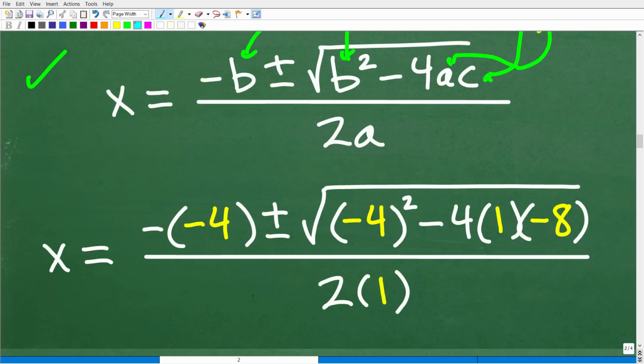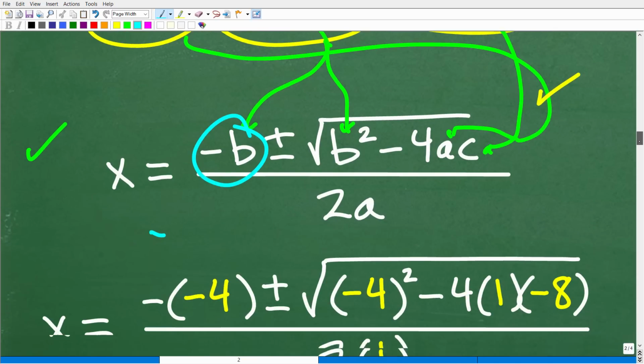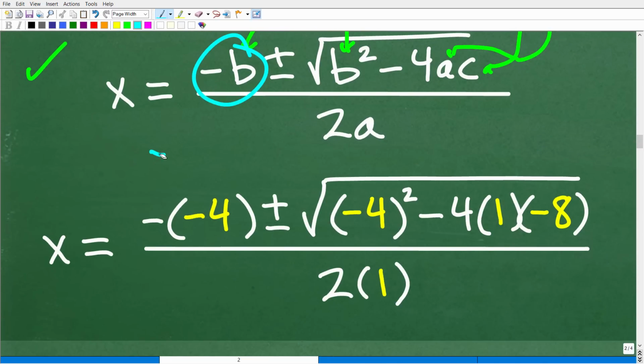This is really common, especially when you have negative values in your A, B, C values. So here, like minus B, this is another classic place: you have a minus because B is what? Well, it's -4. Okay, so you've got to be super, super careful. Again, a lot of errors are made right here.